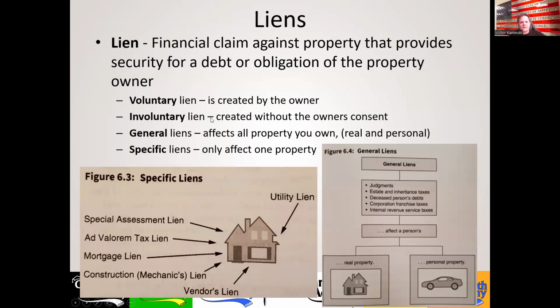So once again, a voluntary lien is created by the owner, and an involuntary lien is created without the owner's consent. General liens affect all the property you own, real and personal, whereas a specific lien only affects one parcel of real estate. They give you some examples here of specific liens versus general liens.